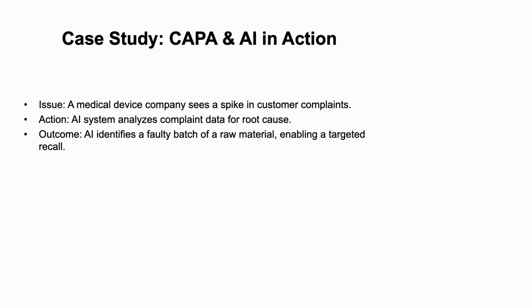The outcome is transformative. The AI system provides a clear, data-backed root cause analysis in a fraction of the time, allowing the company to issue a targeted recall of only the affected products. This prevents a costly and broad recall and, more importantly, ensures that the problem is fixed at its source, preventing future occurrences. This example demonstrates how AI can make the CAPA process more efficient and effective, leading to a stronger quality system and enhanced patient safety.